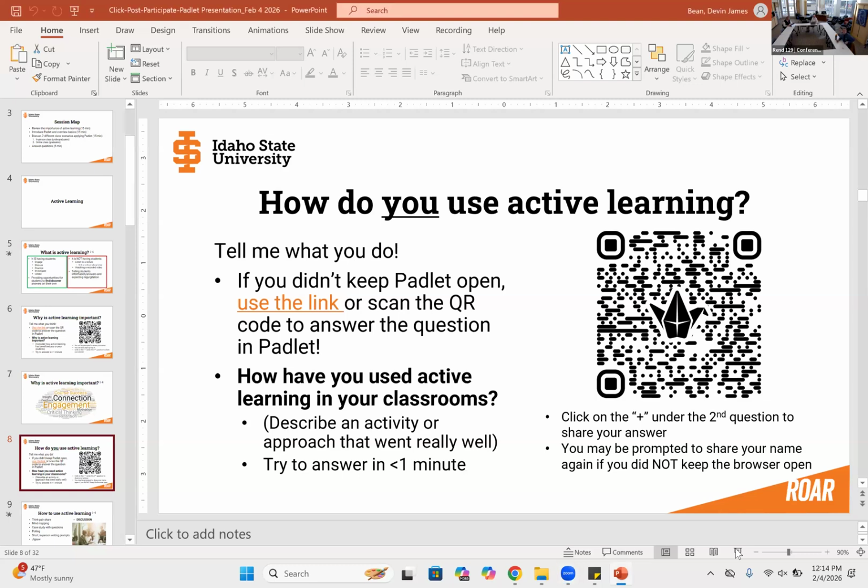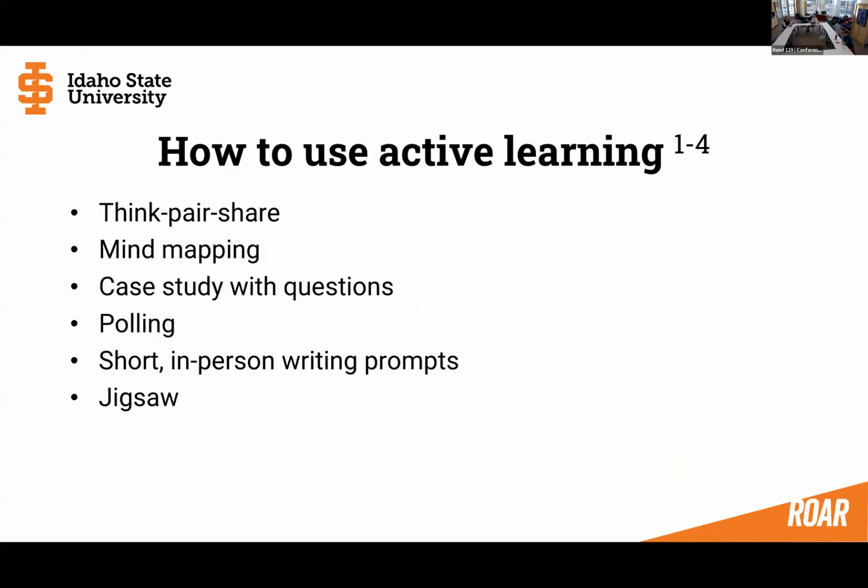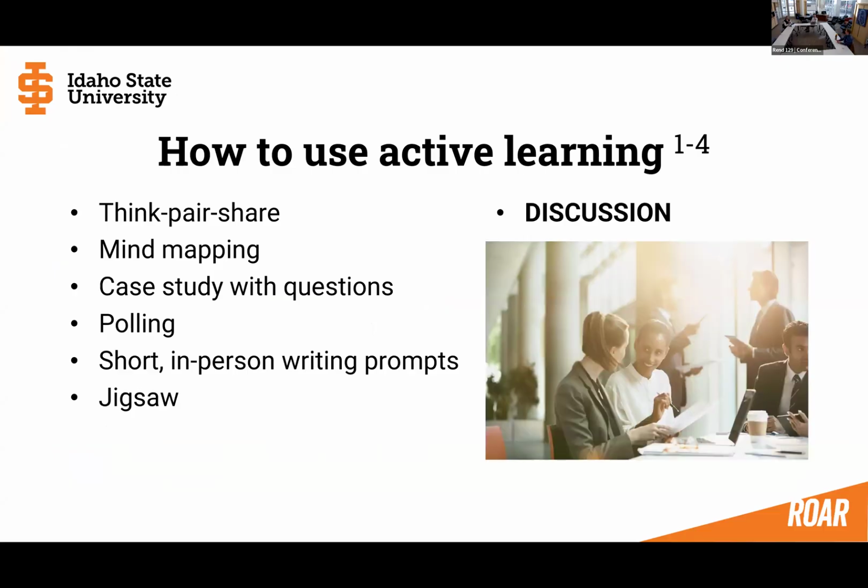So thank you all for your responses. Common ways that active learning is applied are a lot of the things that you said. Think, pair, share came up several times in Padlet. Mind mapping, or word clouds, case studies I saw several times. Polling, in-person writing prompts, maybe a jigsaw, which is, I would say, somewhat similar to what Spencer described also. And also discussion. Discussions can be a way to facilitate active learning.